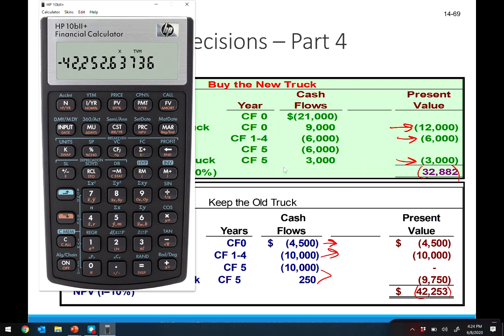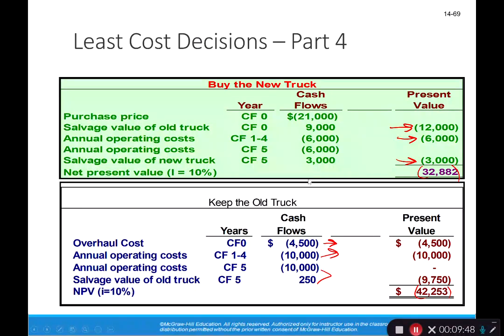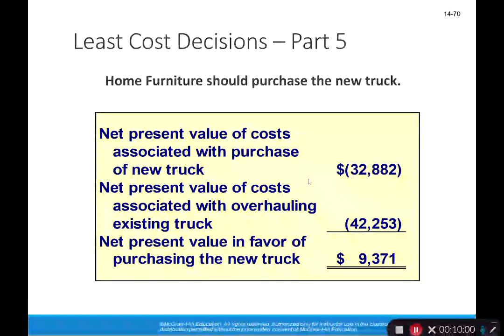So what's better? The bigger NPV is better, which is 32,882. May seem a little weird because 32 is smaller than 42, but because we're dealing in negatives, the 32 is better. So the net present value of the cost associated with the purchase of the new truck is better than the net present value of the cost associated with the old. Effectively, the old truck costs more money to run than the new truck would. So that's why the new truck is better.